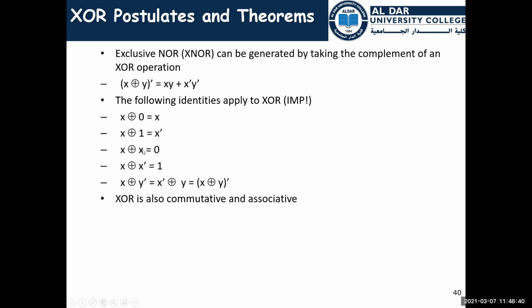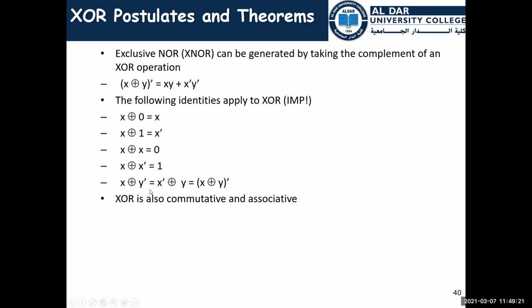X XOR X means they are equivalent, so the output will be 0 in all cases. X XOR X' means 1, because we are sure they are not equivalent, since we are XORing two different values: one is 1 and the other is 0, or the first is 0 and the other is 1. X XOR Y' is equivalent to X' XOR Y, and it is equivalent to (X XOR Y)'.